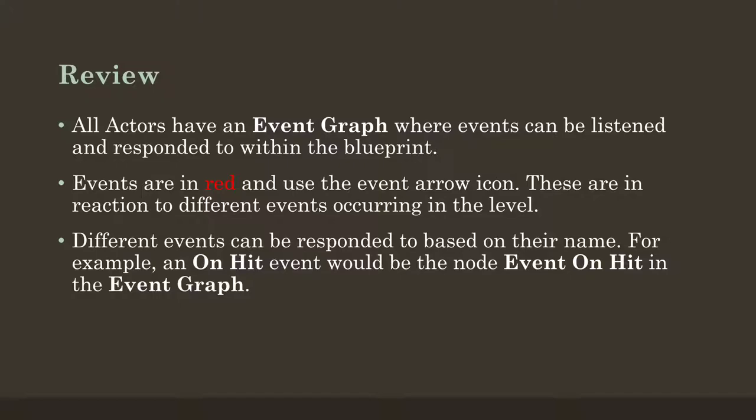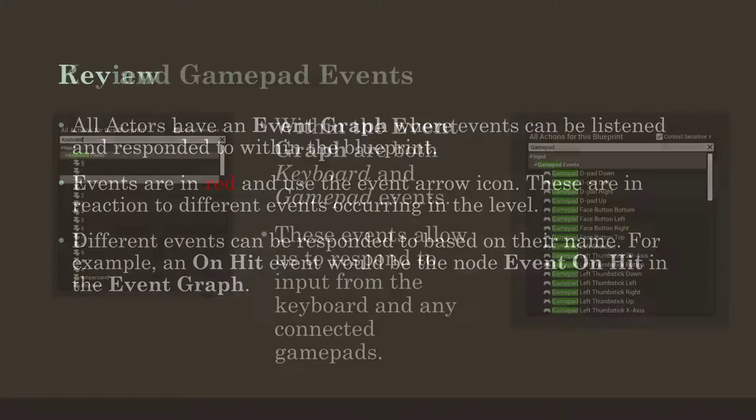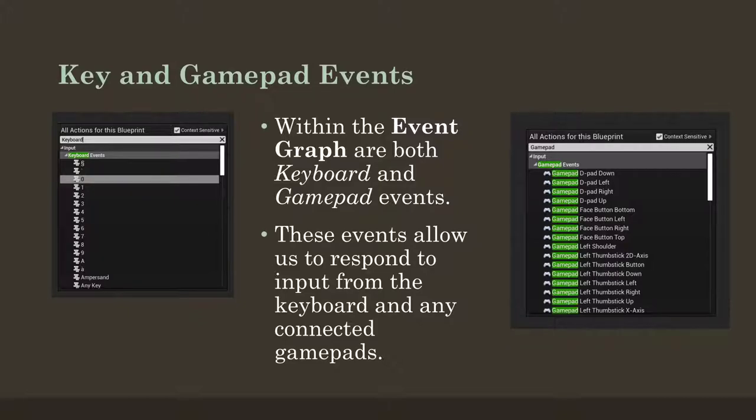So what we've previously not discussed across these videos are different types of possible input events we might want to also respond to, other than collision code. These include two important things: keyboard and gamepad events, so key and gamepad events. If we start searching for keyboard under the node type, we can get keyboard events. These correspond to the particular key being pressed on the keyboard. We can also search for gamepad events as well.